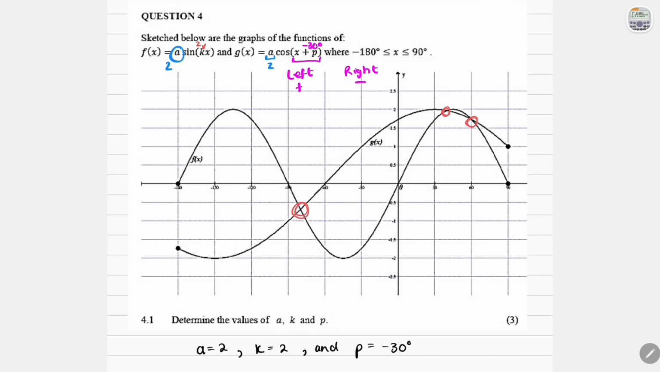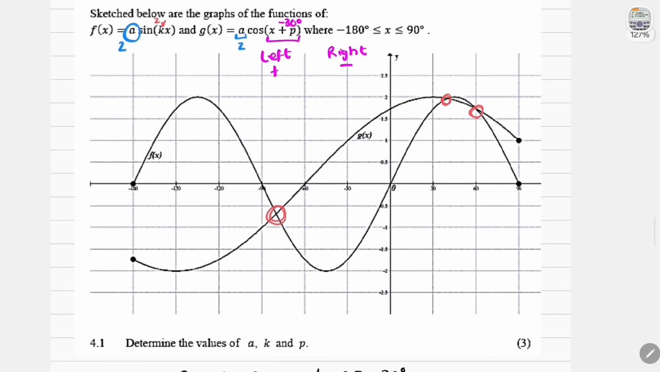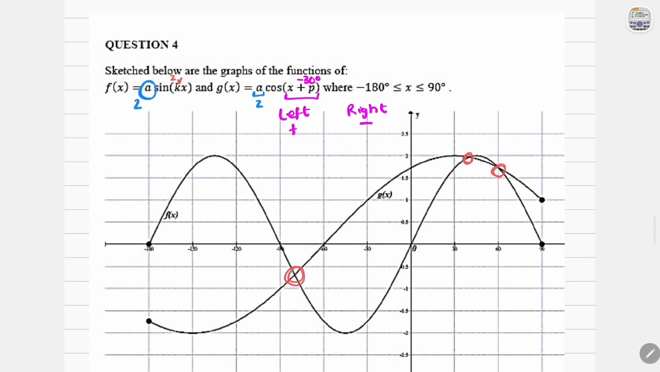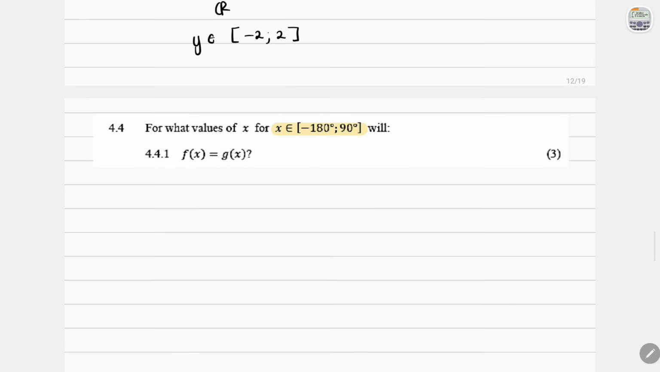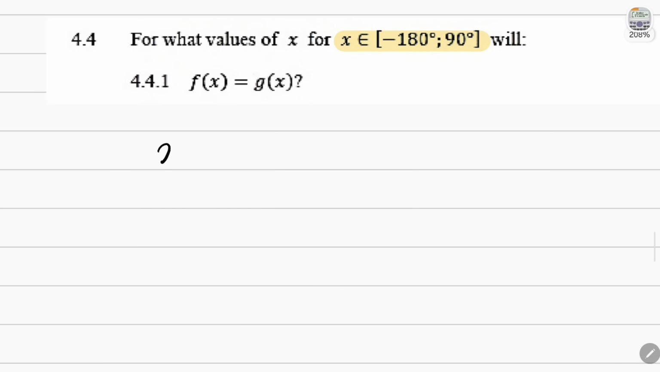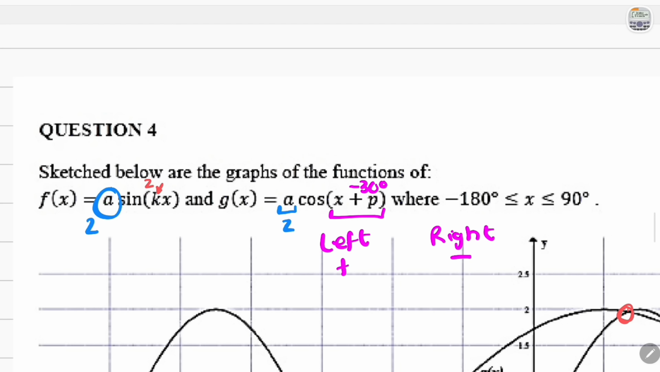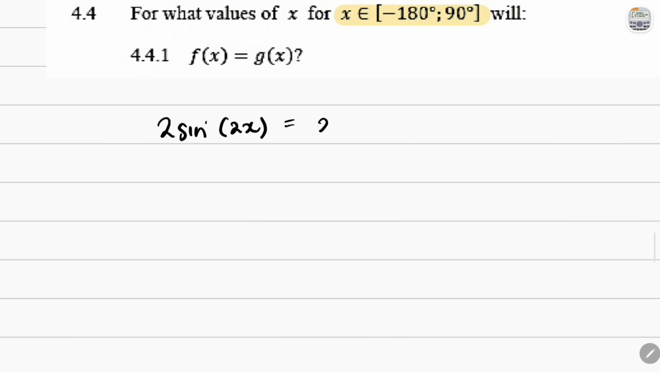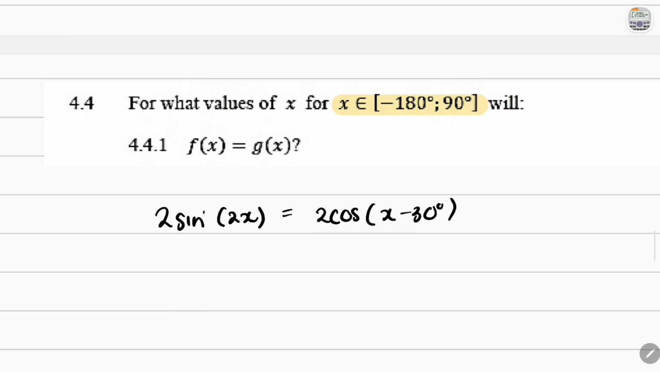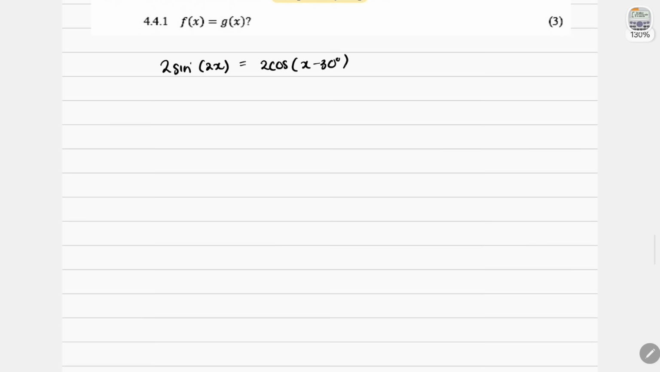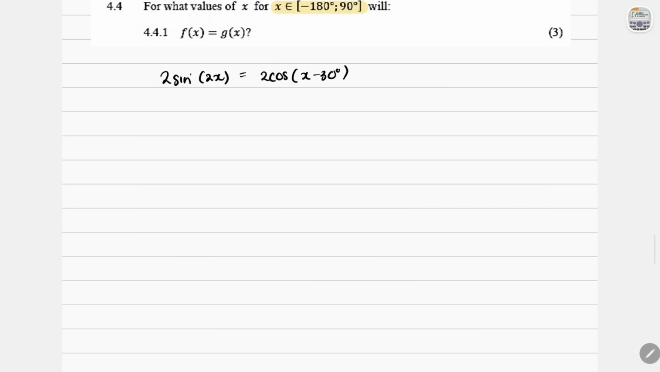Okay, so we have to find the general solution of these. So let's go ahead and equate these graphs. So that is f, 2 sine 2x, is equal to, and the graph of g is 2 cos(x minus 30 degrees). And you see that to do this and find these answers within this interval, we are working with general solutions. Then we're going to find those specific solutions.